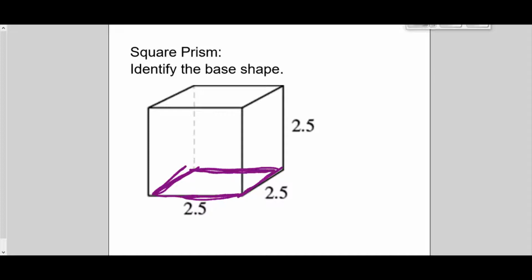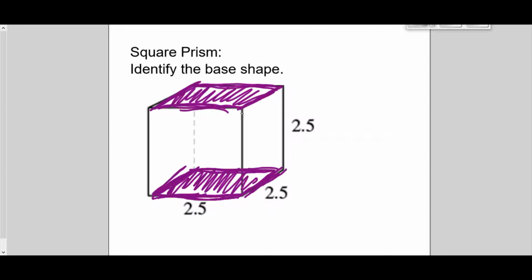Notice this is the base, and in a prism, the base has to have a parallel side. The side that's parallel to this is this side up here on the top. So these two bases are parallel. I'm just going to shade those in. And remember, in a square, all the sides are equal. So this is 2.5, and this is 2.5. That means this up here is 2.5, and this up here is 2.5.